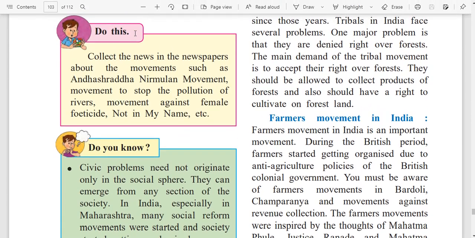Do this. Collect the news in the newspapers about movements such as the Andhshraddha Nirmulan movement, the movement to stop the pollution of rivers, the movement against female foeticide, Not in My Name, etc.